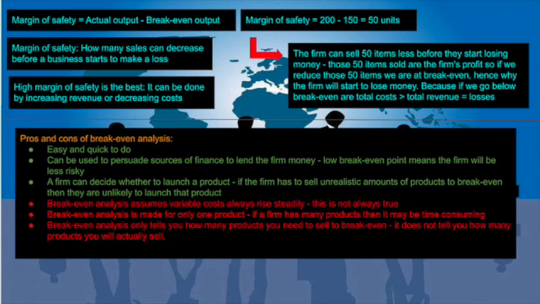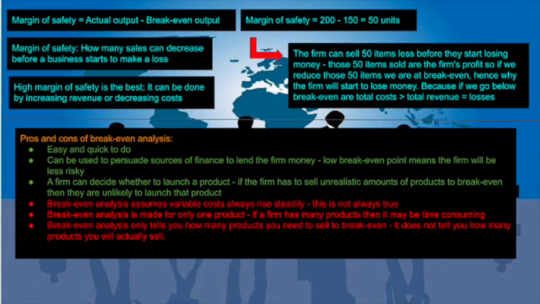An example there, we see the actual output is 200 and their break-even is 150, so their margin of safety is 50 units. This means the firm can sell 50 items less before they start losing money. Those 50 items sold are the firm's profit, so if we reduce those 50 items, we are back at break-even. Hopefully that makes sense so far. Hence why the firm will start to lose money.